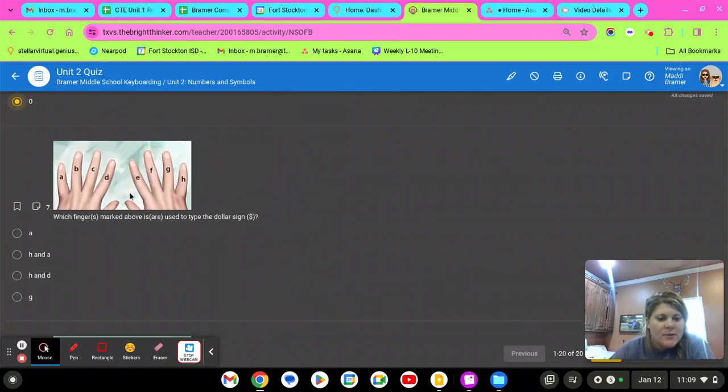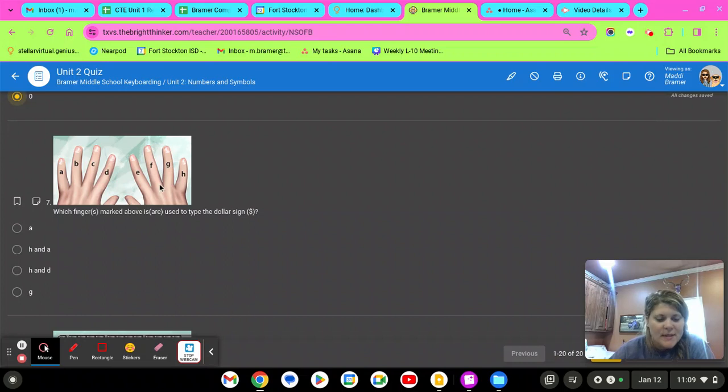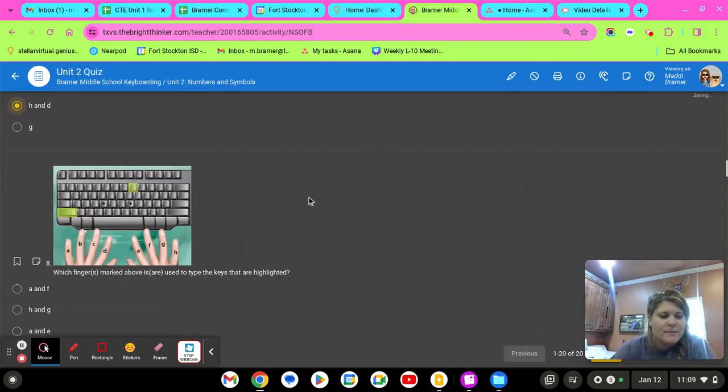What fingers are used to type this dollar sign? So you need to find where the dollar sign is. Well, that's the 4. So the 4 and the dollar sign. But since it's a symbol, remember you have to use the shift key, right? On the shift key, you're using the opposite hand. So I'm going to use my right hand shift key, so H. That limits it to B or C as the answer. 4 is using my left hand. And I'm going to use the finger that is resting on the F key. And that's going to be my D finger. So H and D is going to be our answer.